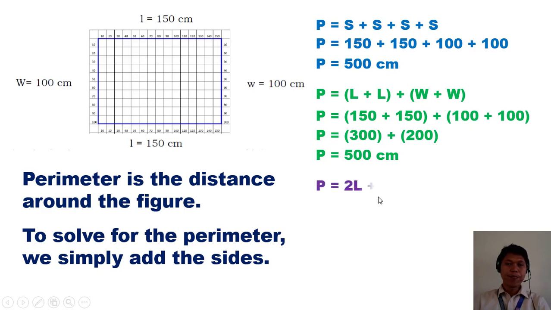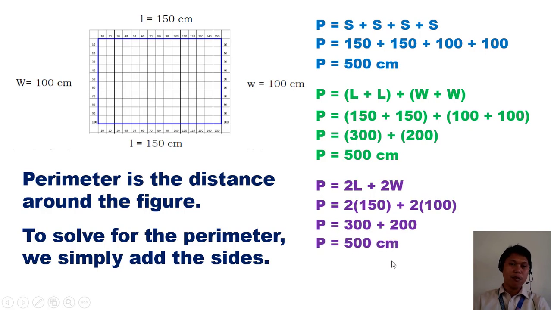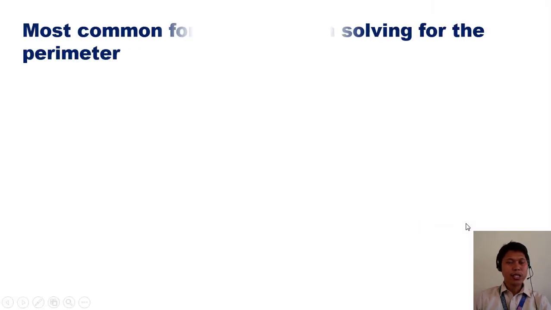Okay? Or we can simply use 2l plus 2w, because we are going to simplify l plus l, which is equal to 2l. So 2 times 150 and 2 times 100, we have 300 plus 200, and we got the same result. That is why we can use this as the formula in finding the perimeter of a rectangle, 2l plus 2w. But anyway, if you forgot this formula, you can use side plus side plus side plus side. It depends on how many sides there are in the given figure. So we are going to discuss further.